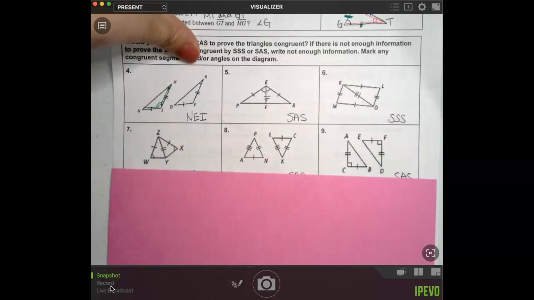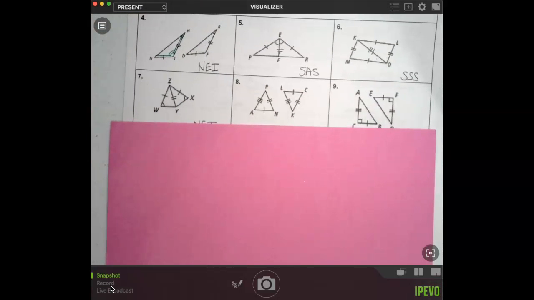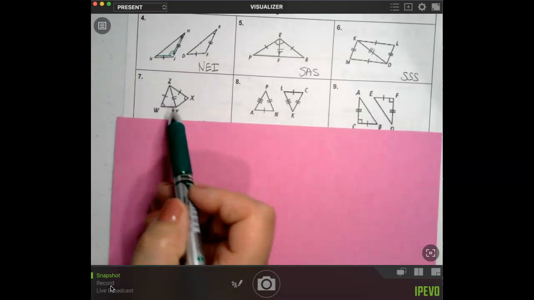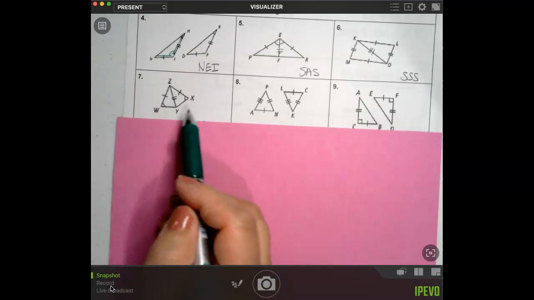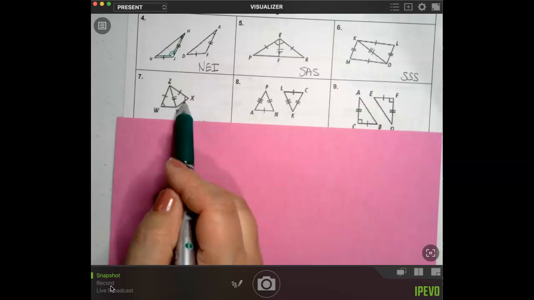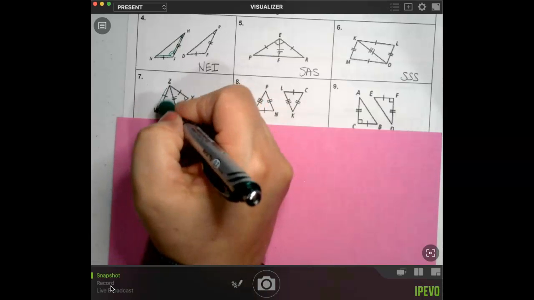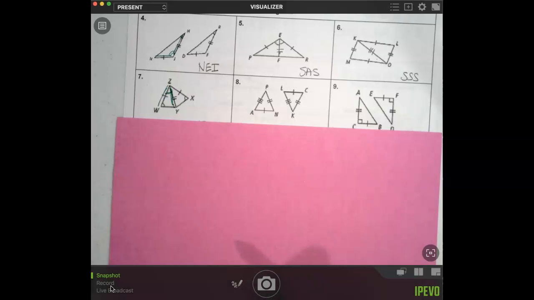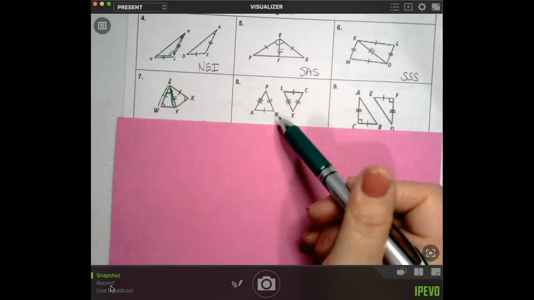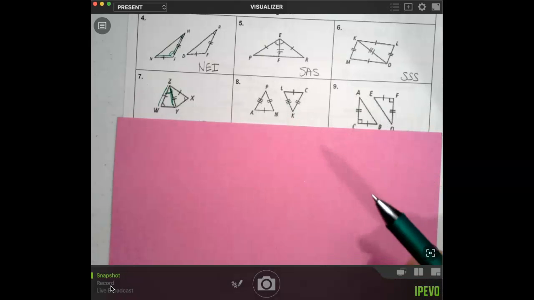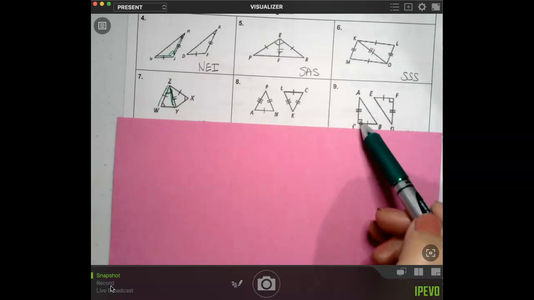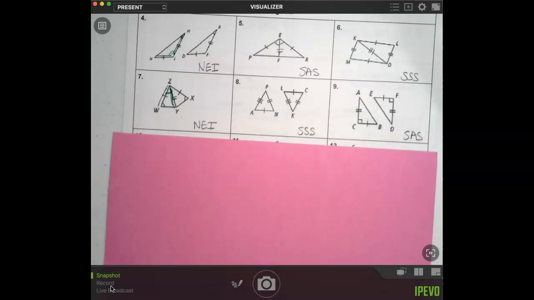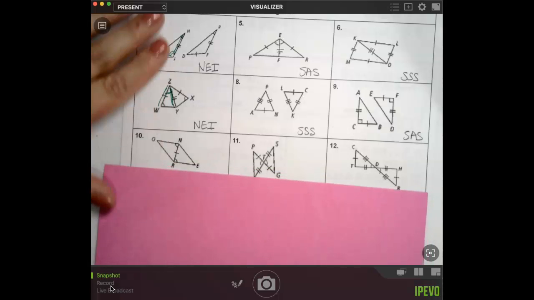Okay. Next set. Try to keep the answers covered. We can mark the shared side, but again, you have to think about, is your angle in the right spot? If I trace out 2 of the segments marked, they come together at Z. That is not the angle marked. That one's an NEI. Okay, angle is not in the right position. 8, side, side, side. 9, side, angle, side. It should be okay on those. Okay, this one.